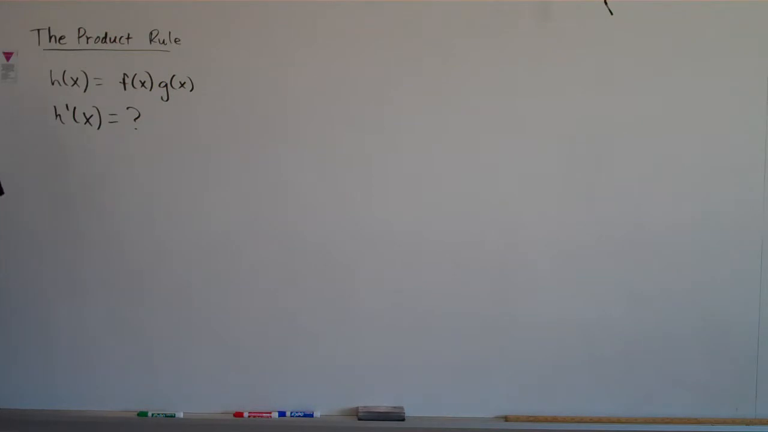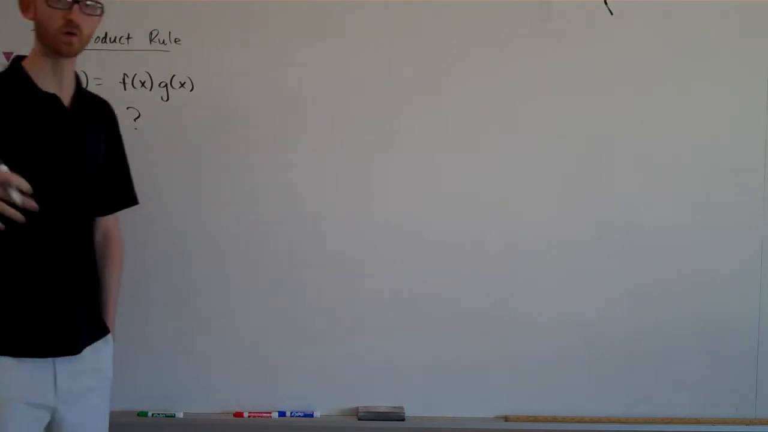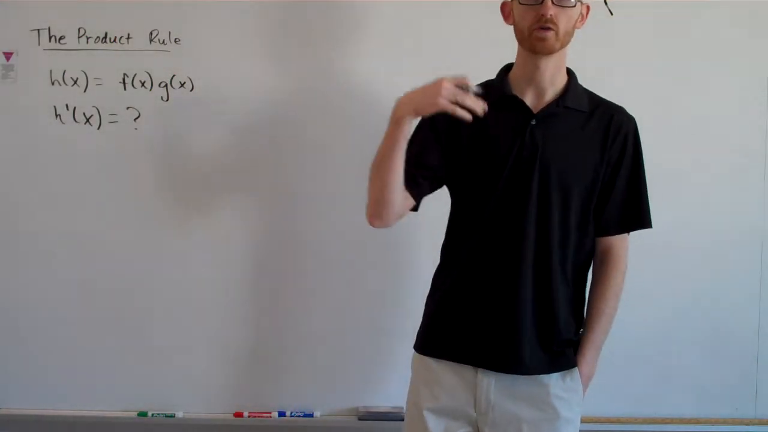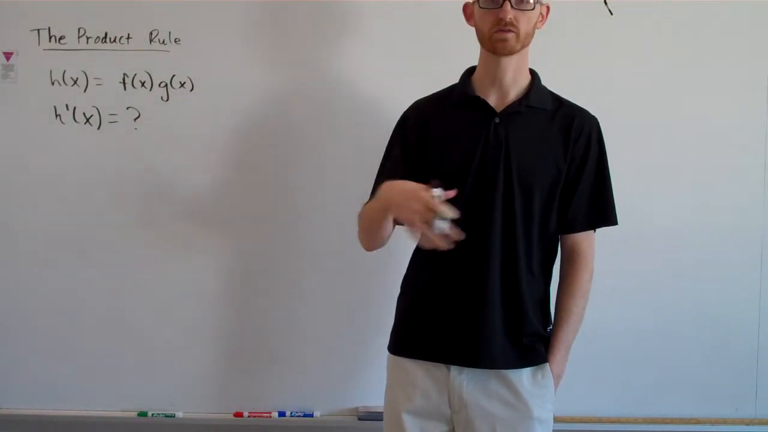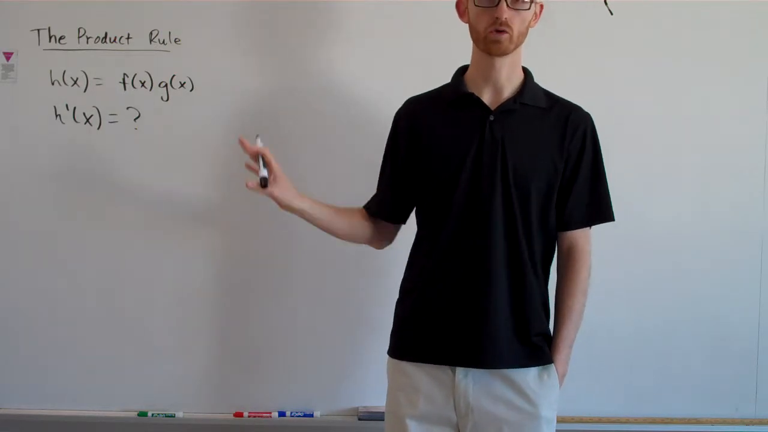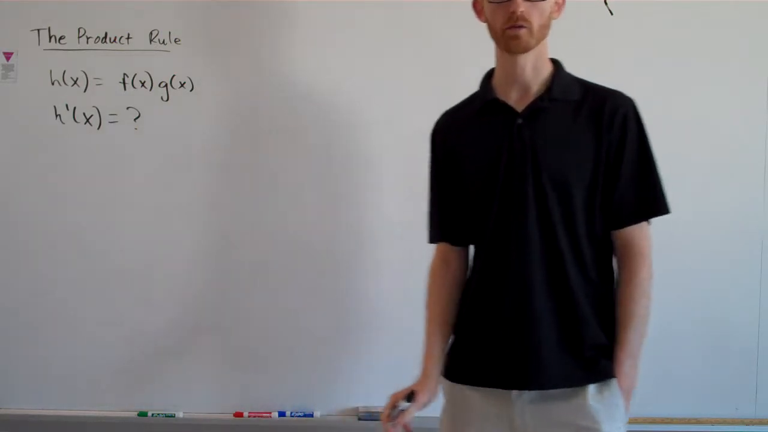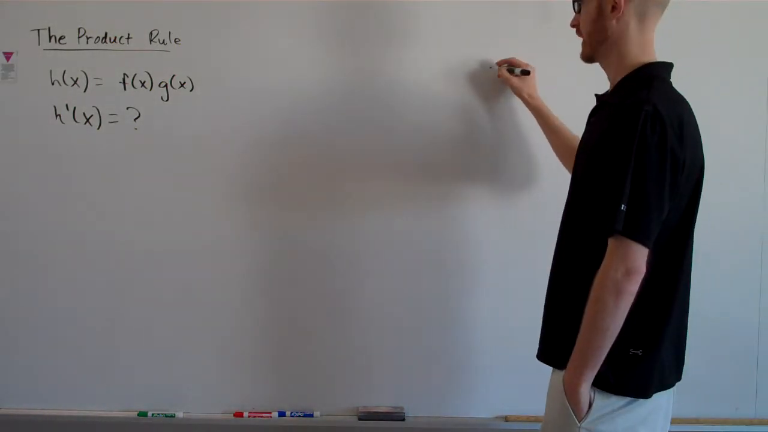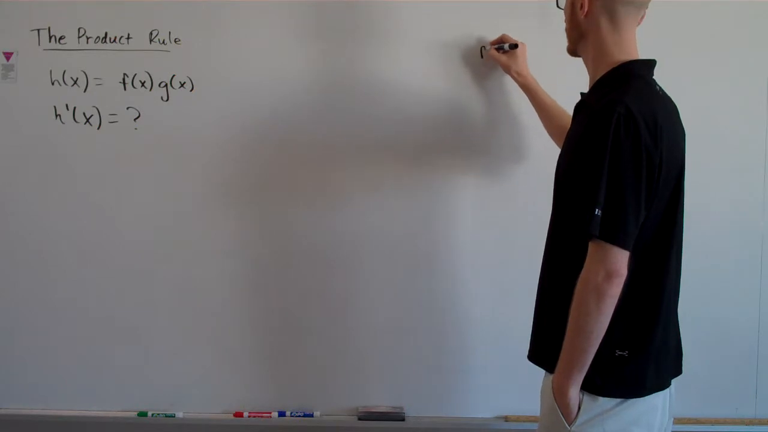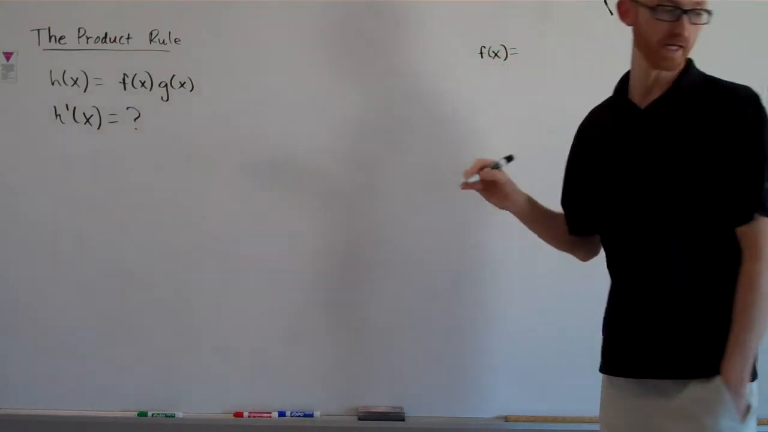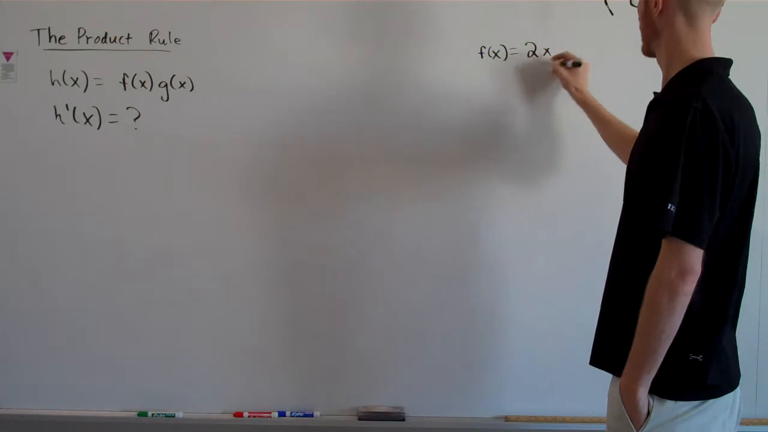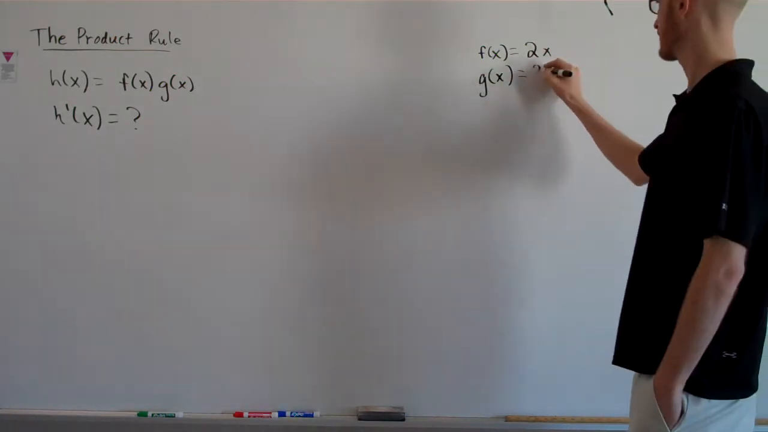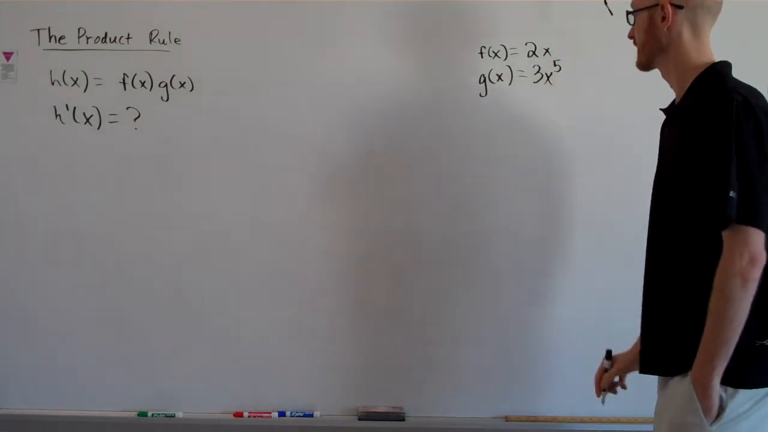So what I'm going to do is pose an example that we know the answer to, rather than just give you the proof to start, give you a bit more of an inductive argument for it, and then we'll go and actually formally prove this derivative. So the first thing is, let me start with a potential f of x as 2x and a g of x as 3x to the fifth.